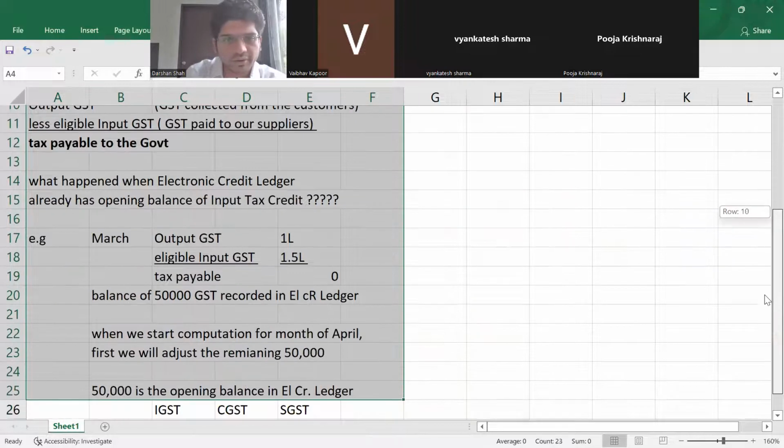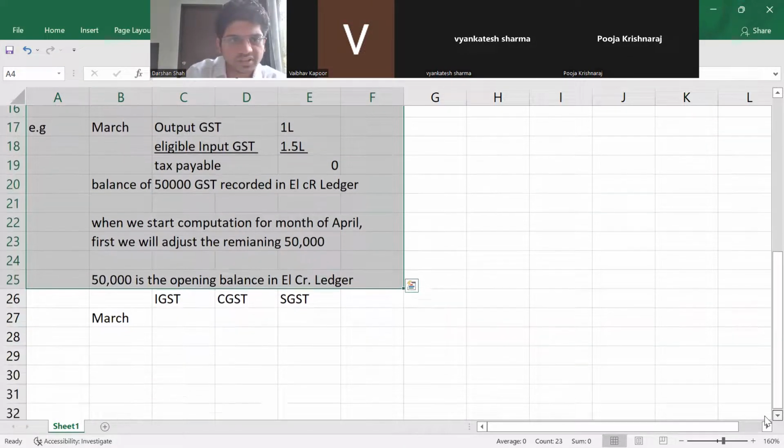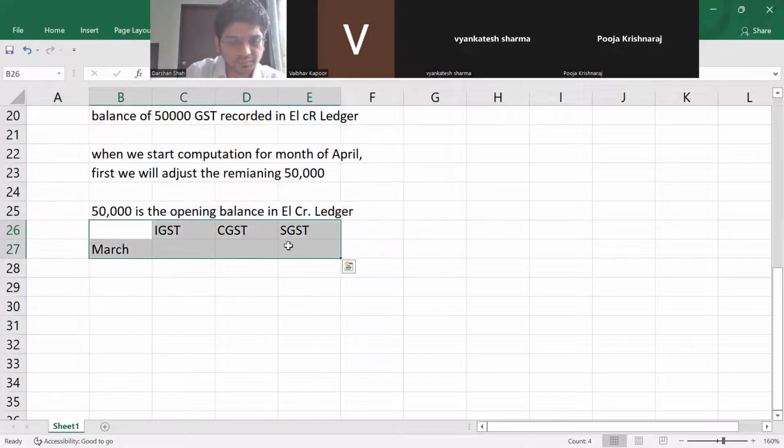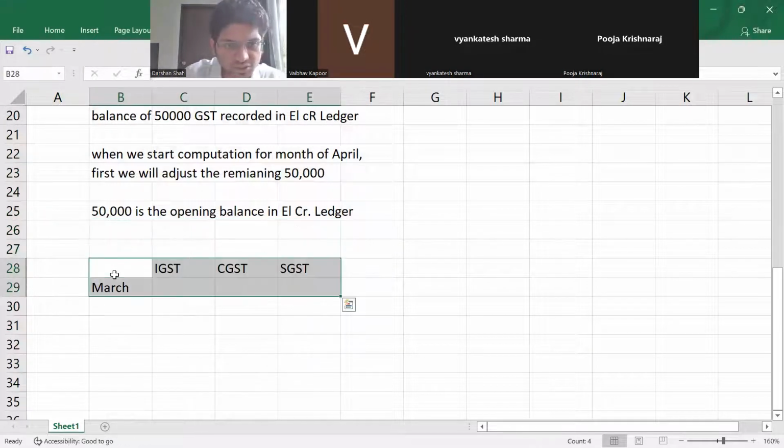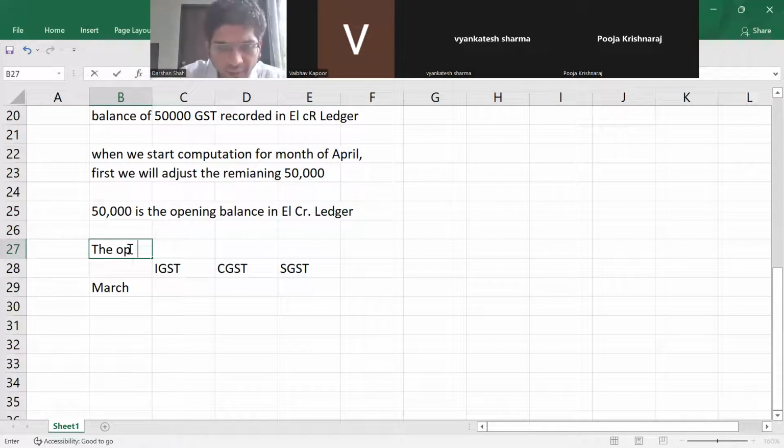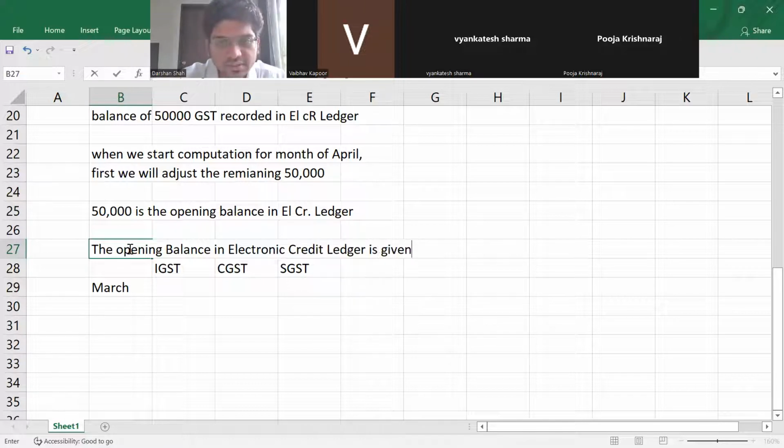Okay. So now let us see this question. This is the example that I'm going to take. Guys, pay attention. This is very important. The opening balance in the electronic credit ledger is given as follows.